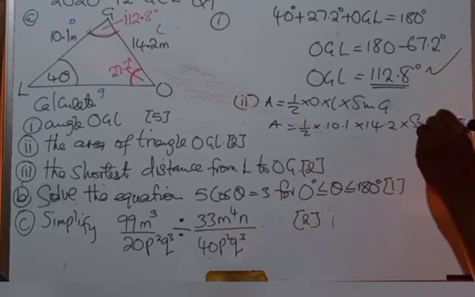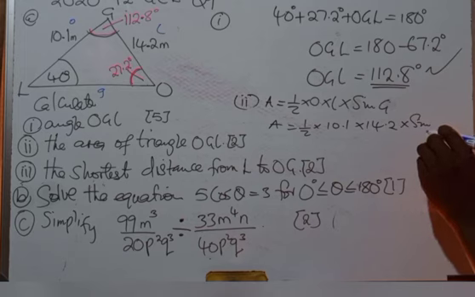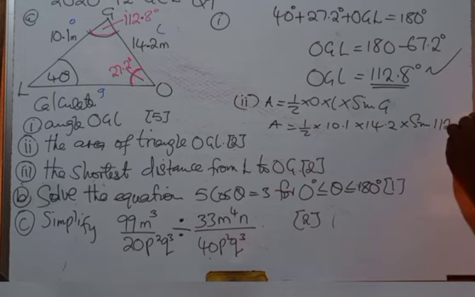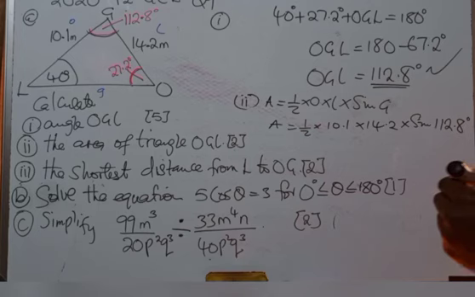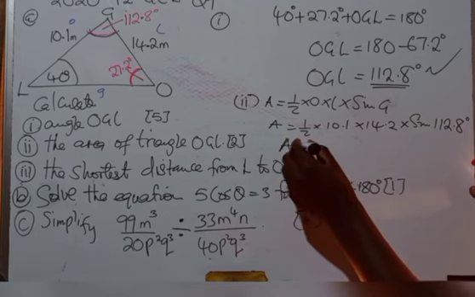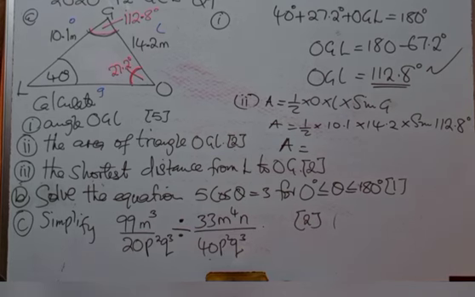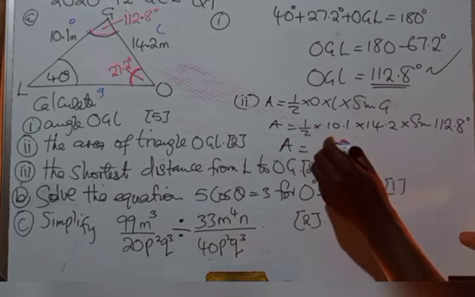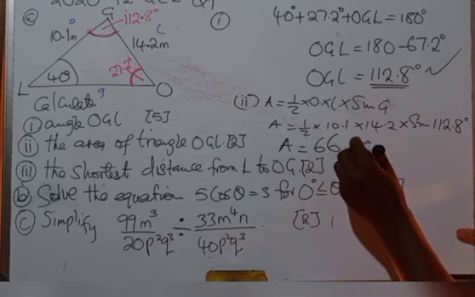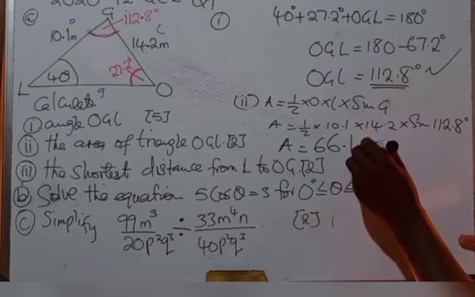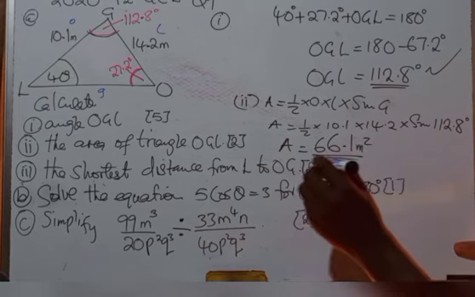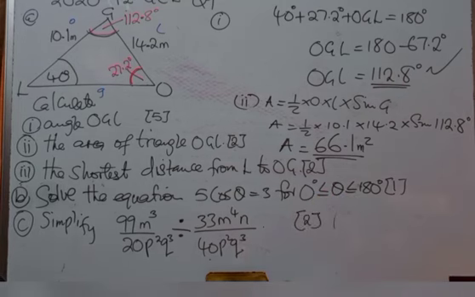multiplied by sine G, which is 112.8 degrees. If you multiply everything there, then divide by 2, we are getting this answer, 66.1 meter squared. So the area has been found.